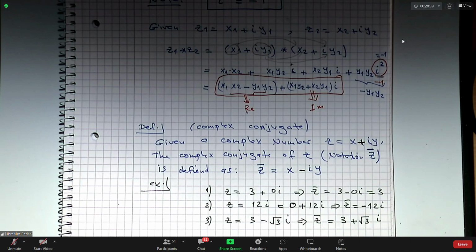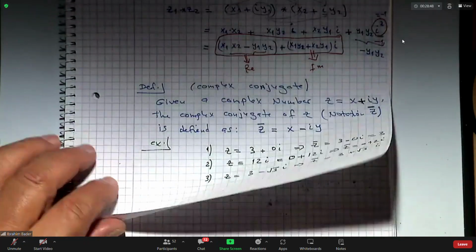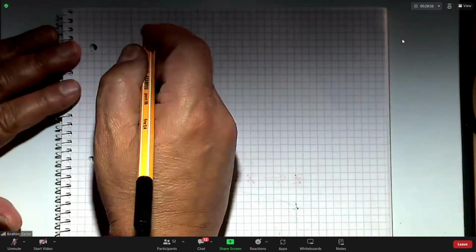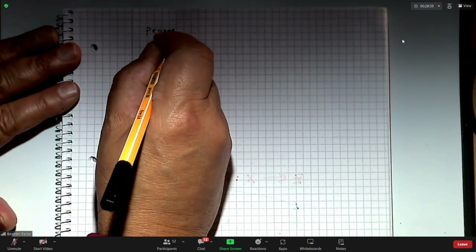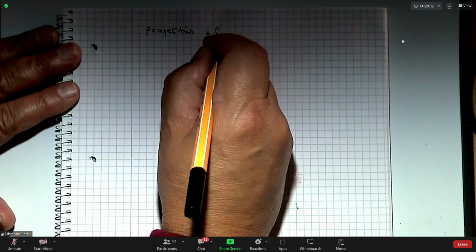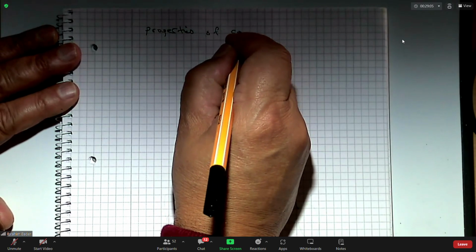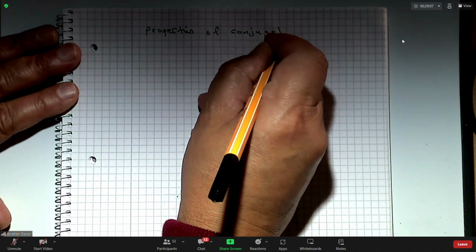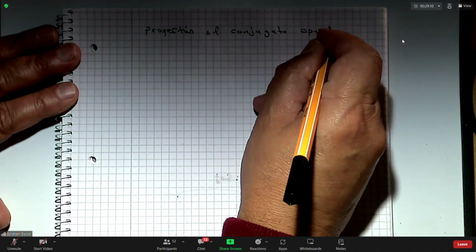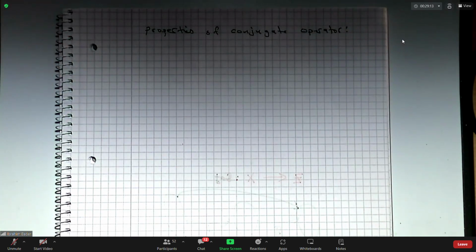Now, why do we do this? By the way, I will list some properties of the conjugate operation or operator, but you can think about it. If I take the conjugate twice, what do you expect?